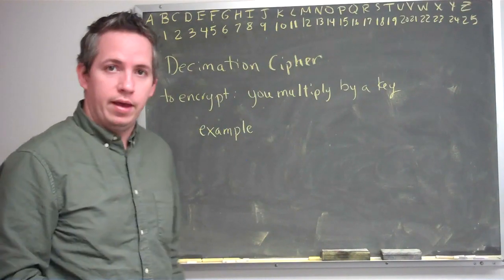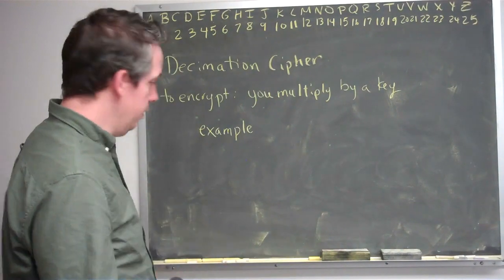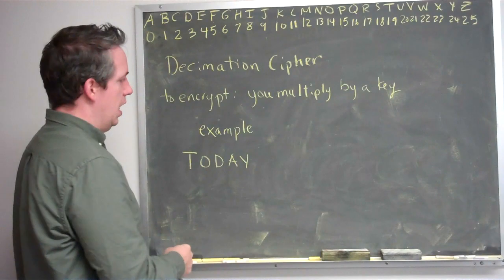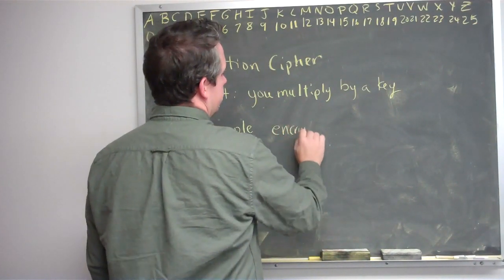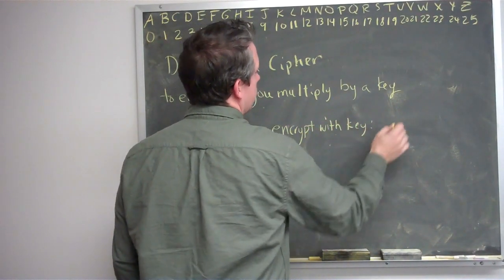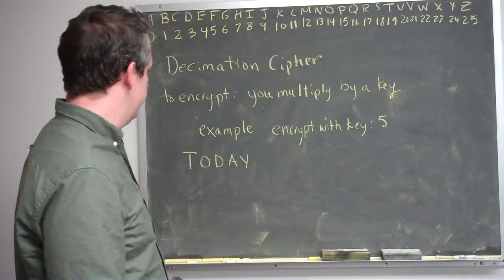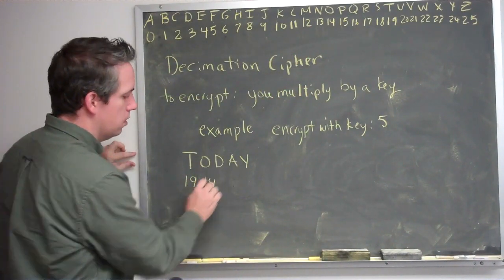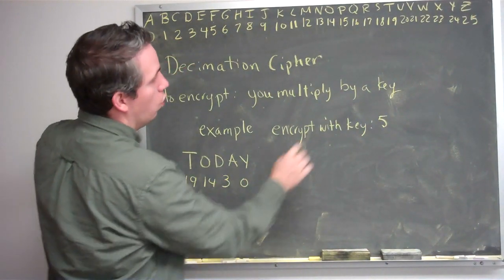So it's really not half bad. Basically, you take whatever word you want to work with. So maybe we want to work with "today". And we want to encrypt maybe with a key of 3. Or let's do a key of 5 instead, just to jazz it up a little bit. So today: T is 19, O is 14, D is 3, A is 0, and Y is 24.